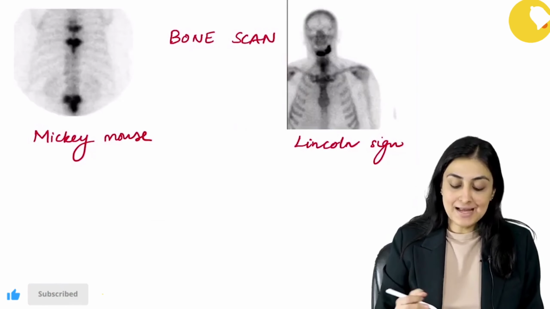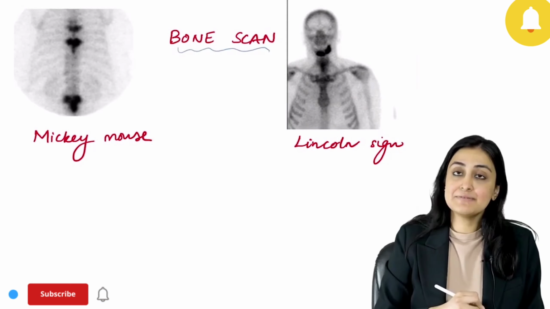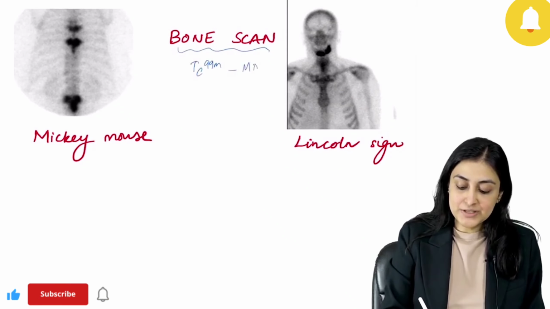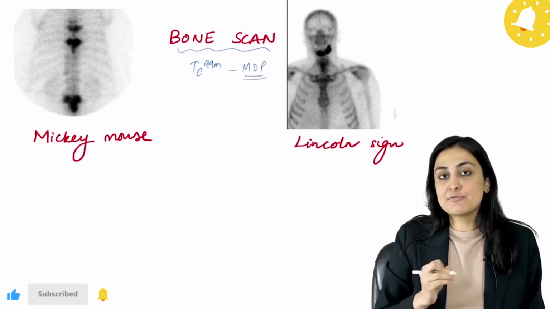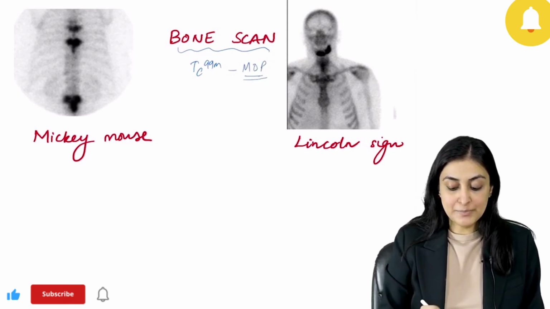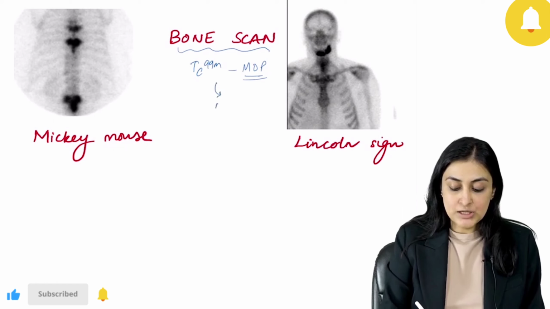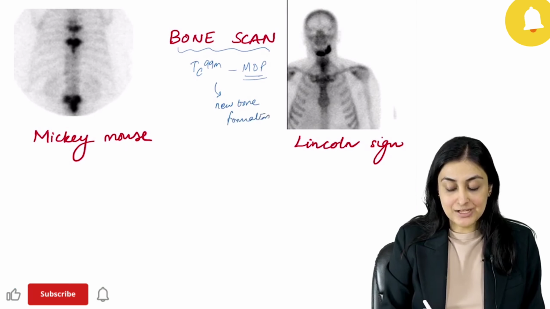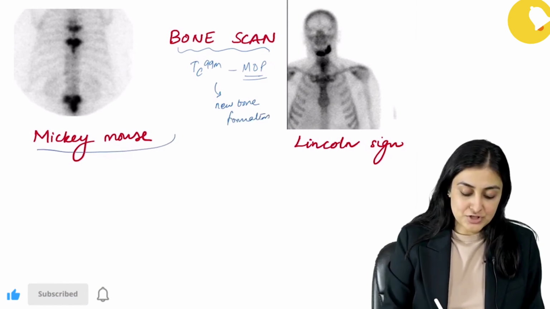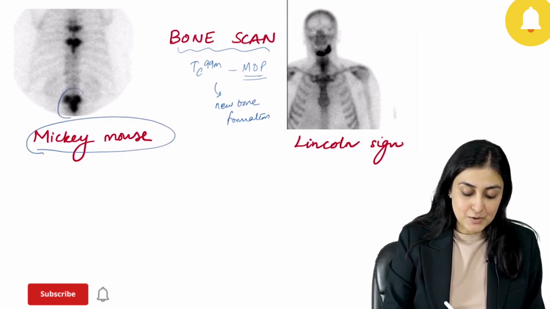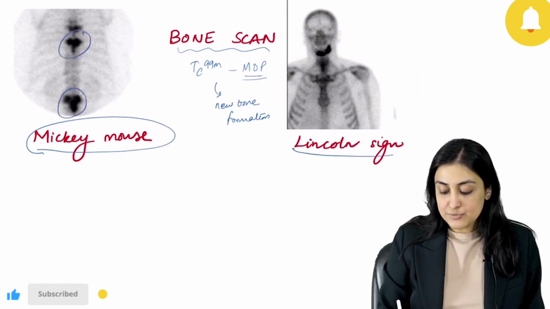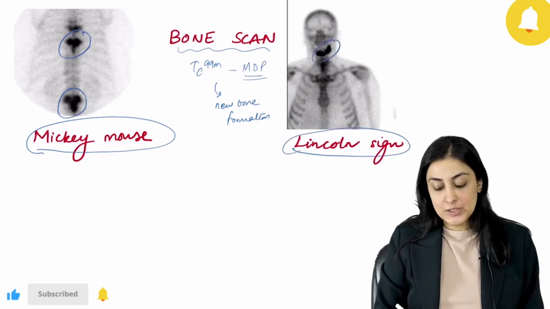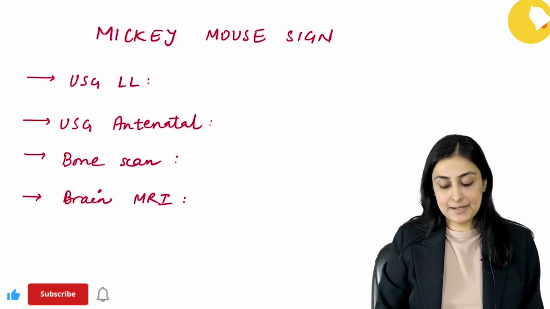What would you see in a bone scan? A bone scan is a nuclear medicine investigation where we use technetium-99m tagged with MDP, methylene diphosphonate. This is a compound that goes to new bone forming areas, so it picks up new bone formation. Again in Paget's, wherever you have new bone formation, it will take up the tracer, producing the Mickey Mouse sign in the vertebrae, and it can produce the Abraham Lincoln sign wherein there is uptake in the mandible alone. So these are named signs with bone scan.